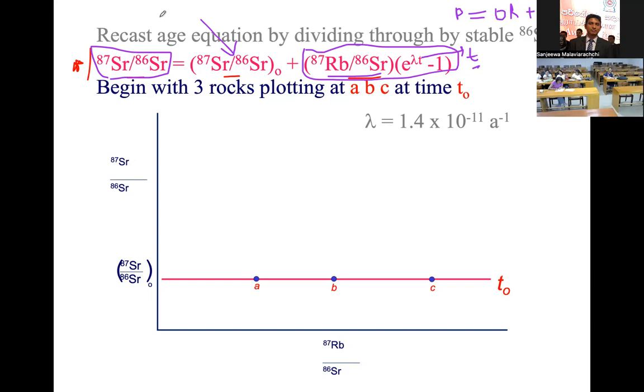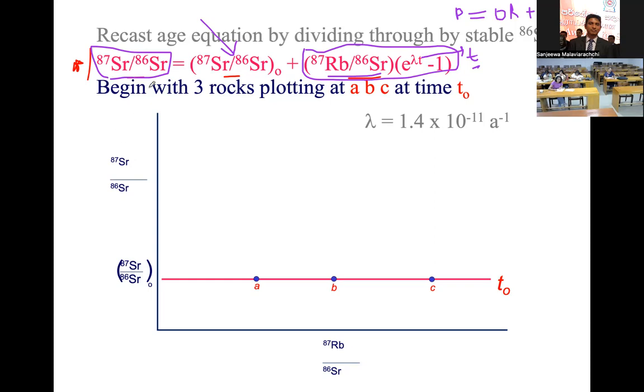Because we know the stable isotope will not change at all, that's why we take it as a denominator for normalizing. If you take a radiogenic isotope as a denominator, then it is a problem, because that is also getting changed with time, so that cannot be precise. Okay, right. So this is the equation, and this is what we are going to apply in this case.